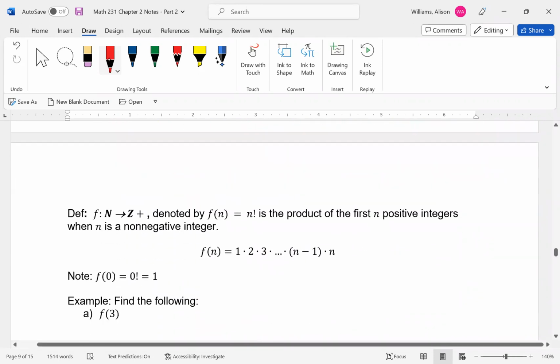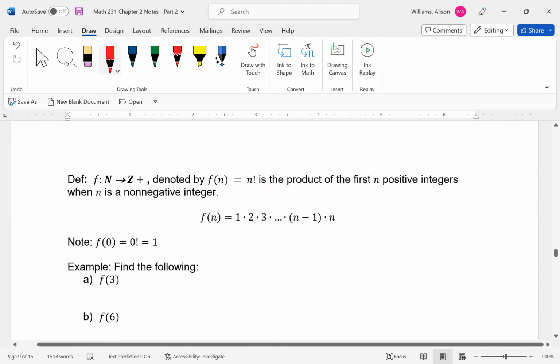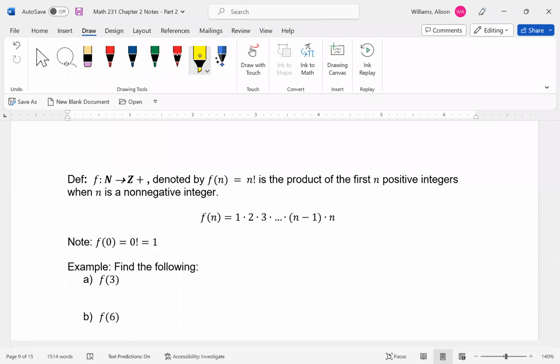Okay, so last special example. This is called the factorial function. If you haven't seen the factorial, it looks like a little exclamation mark. And here's what it means. You're taking every number from 1 up to n, and you're multiplying them. They made a note, by the way, that 0 factorial is 1. So 3 factorial is going to be 1 times 2 times 3, which is 6.